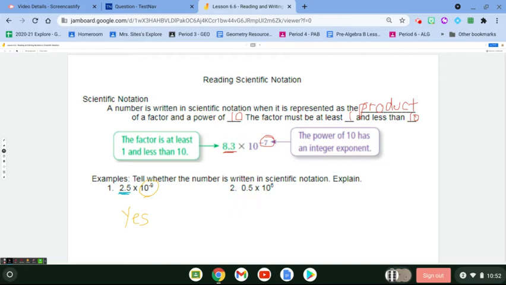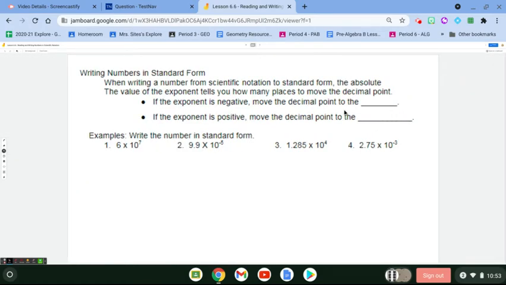For question number 2, again, the first thing I look at is the factor. Is 0.5 a number in between 1 and 10? And the answer to that is no. And you would write factor is less than 1. So again, the factor needs to be a number between 1 and 10 for it to be properly written in scientific notation. We are going to practice writing that now.